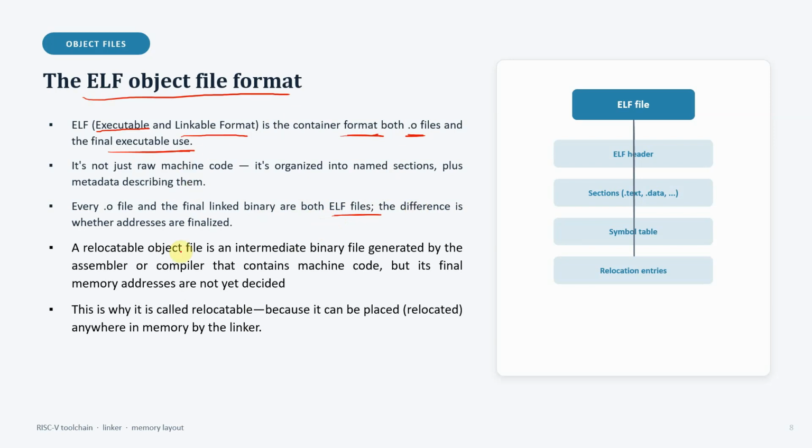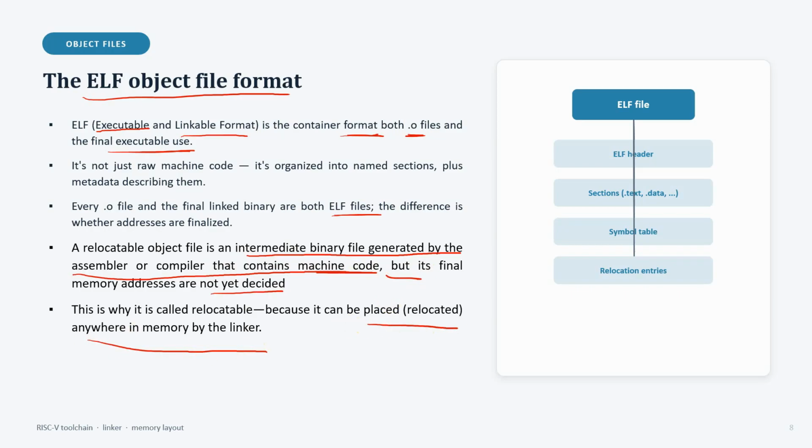A relocatable object file is an intermediate binary file generated by the assembler or the compiler that contains machine code, but its final memory addresses are not yet decided. This is what I told you in the previous slides, and this is why it is known as relocatable, because it can be placed or relocated anywhere in memory by the linker.